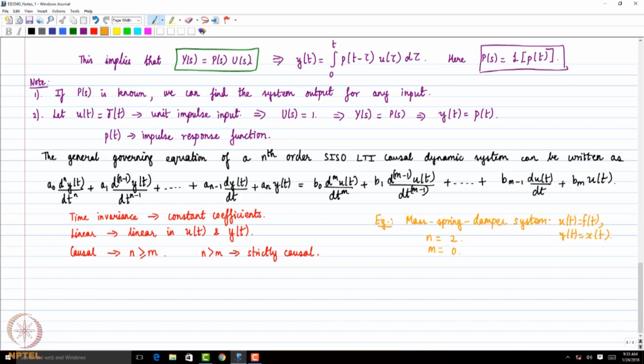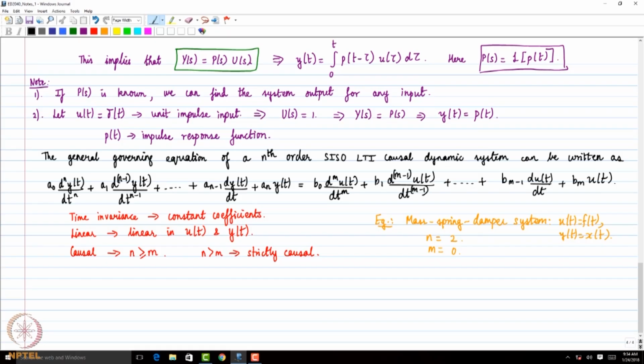So immediately you see that n is greater than m. So that was a causal system, and that's a representation of a causal system. That means that before you give a force, the mass is not going to get displaced. Only the current displacement is going to depend on the past and current force that you are giving to the system. That's a causal system. That's how different aspects of LTI and causality are reflected in the governing equation.